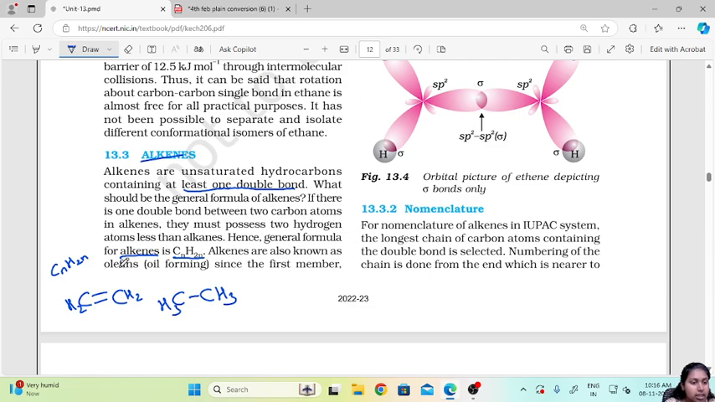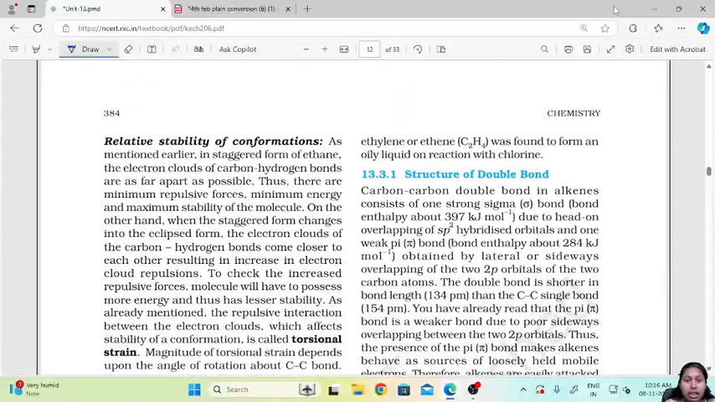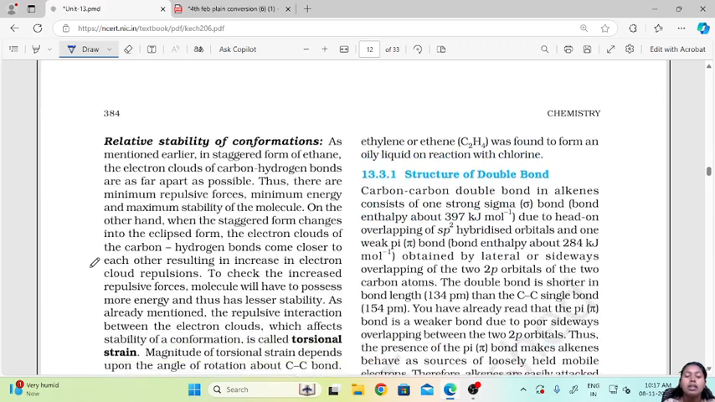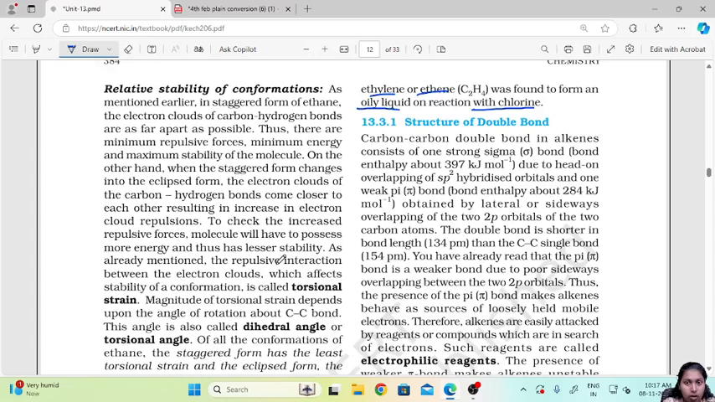Now alkenes are also known as olefins or oil forming, since the first member ethylene or ethene was found to form an oily liquid on reaction with chlorine. So alkenes are also known as olefins or oil forming compounds because the first member of alkenes is your ethene or ethylene. Now this ethene when reacted with chlorine forms an oily liquid. Because of this the ethene molecules are said to be olefins or oil forming molecules.